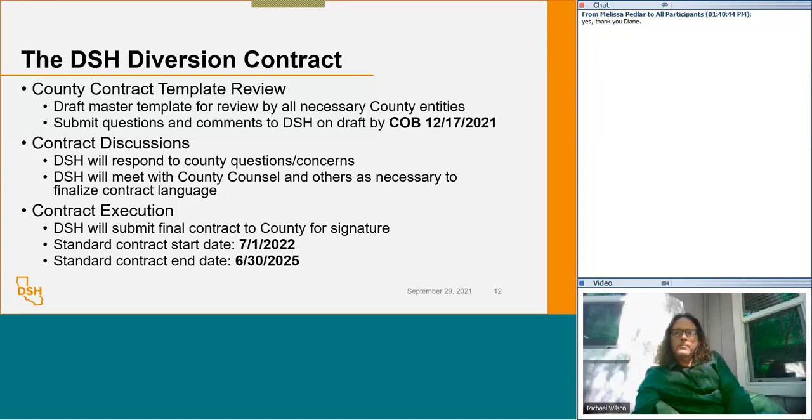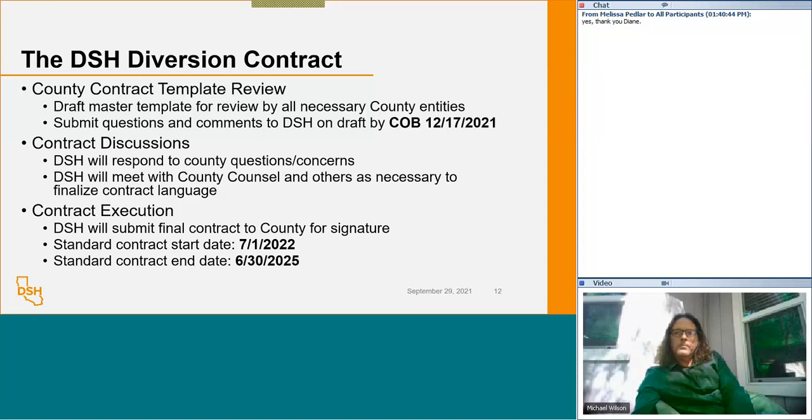Our goal for this cohort of counties is to have all of your contracts executed with a start date of July 1st, 2022 and an end date of June 30th, 2025. But if your county will need to adjust those dates, we can have discussions about that when we're finalizing the contract details for execution. Those dates aren't set in stone; that's just what we're working with now. That's our goal for the time being. And as your program plans develop and you get a better sense of your timelines, we can have conversations about what the contract start dates should be.